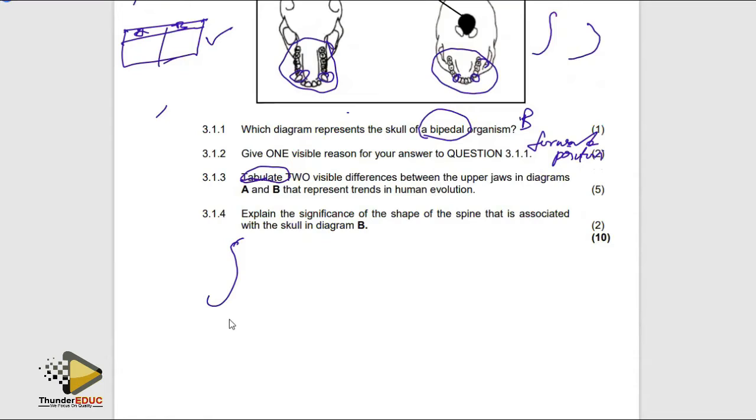Therefore, the shape is S shape. Yes, S shape. But what is this S shape for? It allows flexibility of the organism, so it makes the movement a little bit easier.